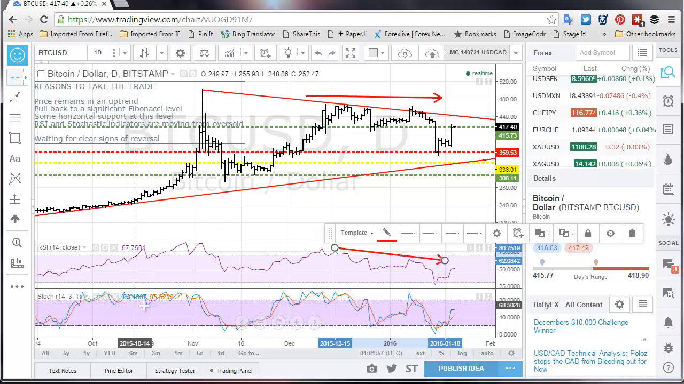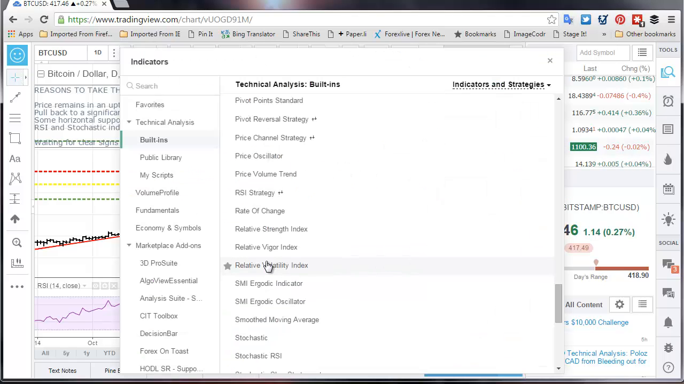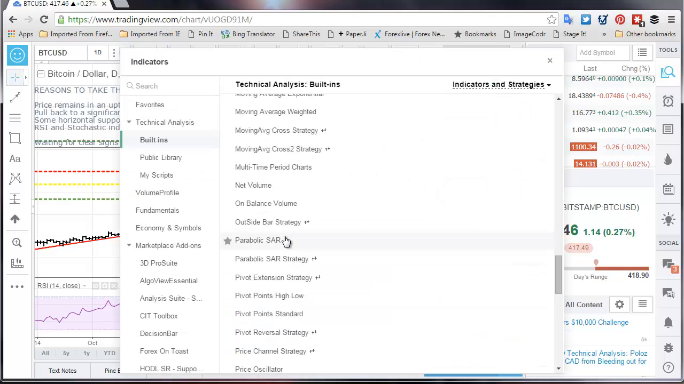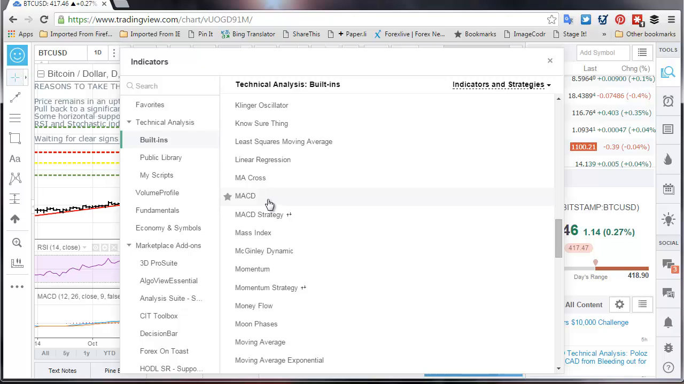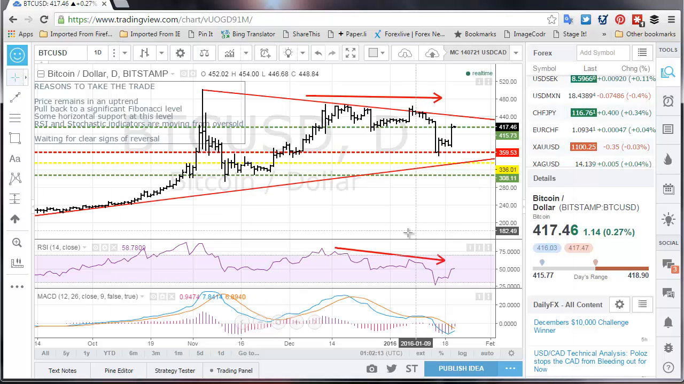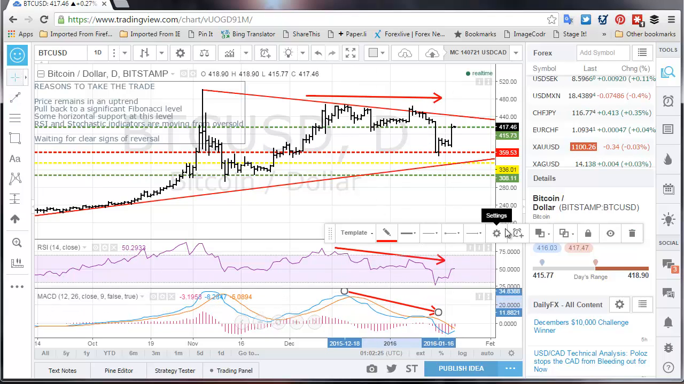I prefer to show that using MACD, so I'll get rid of the stochastic and I will put the MACD indicator on here. And we will see if there is this divergence between these highs, basically these two tops here, and there certainly is divergence here. So the market is telling us that there is a risk that this is going to turn down.